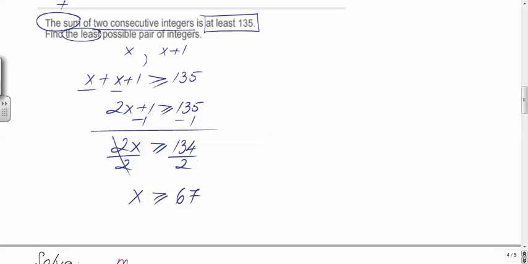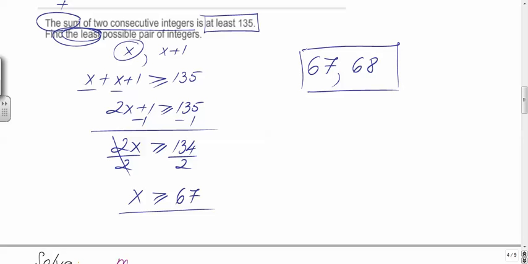You need to find the least possible pair. Looking at your x, which is your first integer, that could be equal to 67 or greater. So 67 is the least one. Obviously your next number will be 68, and we are done. If you add them up, that should give you 135, and that's the case. Good. This is the way you solve a problem like this. Okay? Let's try another one.